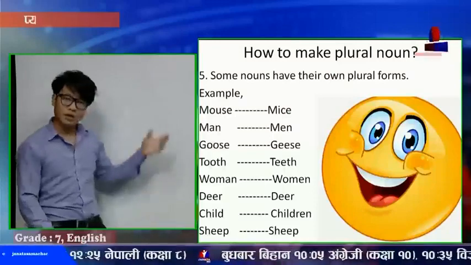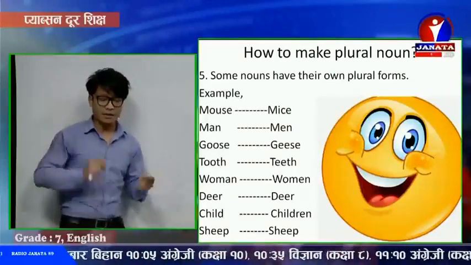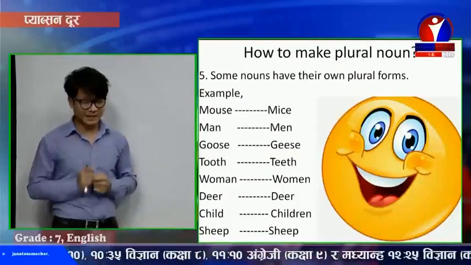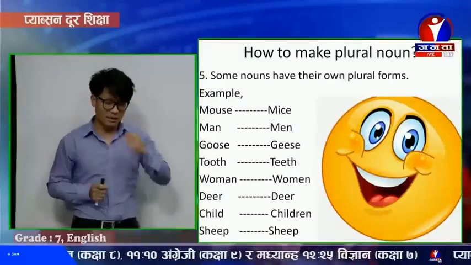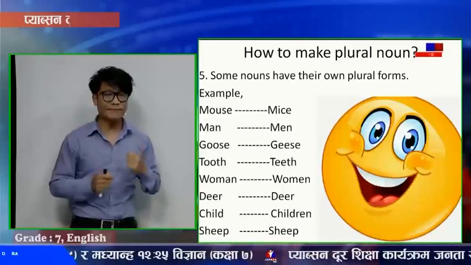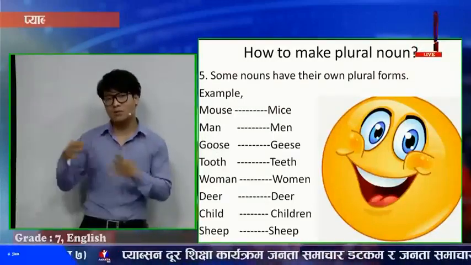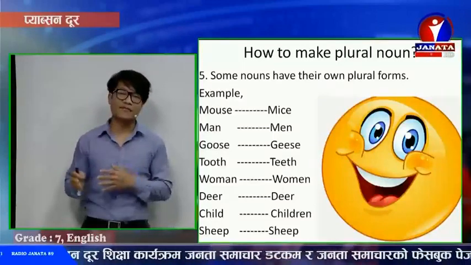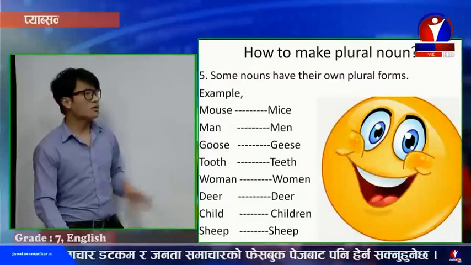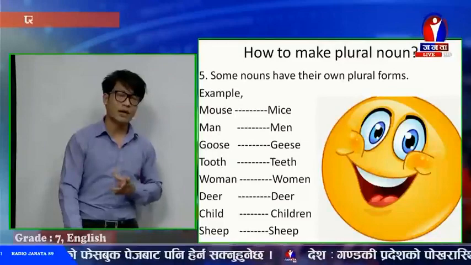Let me repeat it again. Mouse, mice, man, men, goose, geese, tooth, teeth, woman, women, deer, deer, child, children, sheep, sheep. So these are the nouns. You can find more nouns also like this which have their own plural form. Okay. So these are the rules of how to make a plural noun from a singular noun.